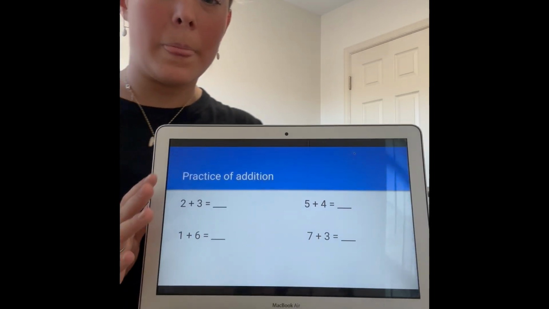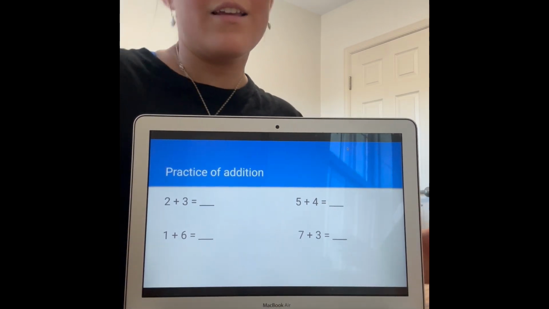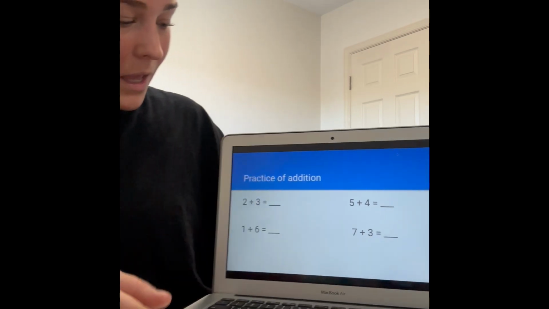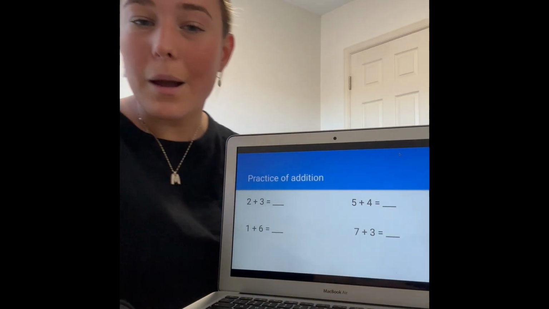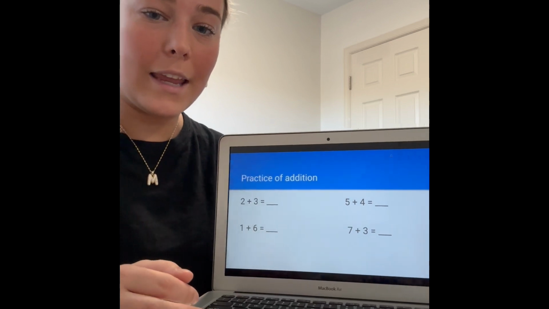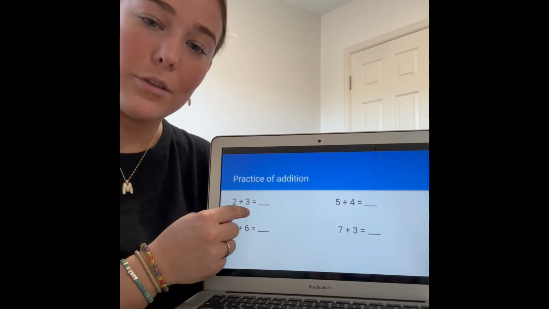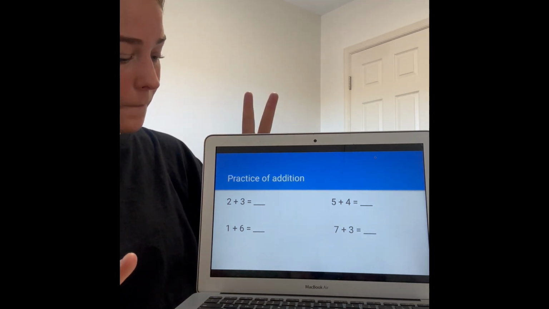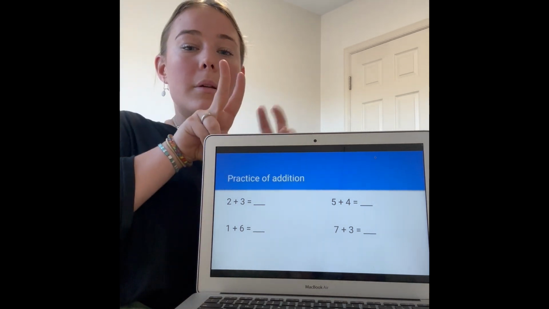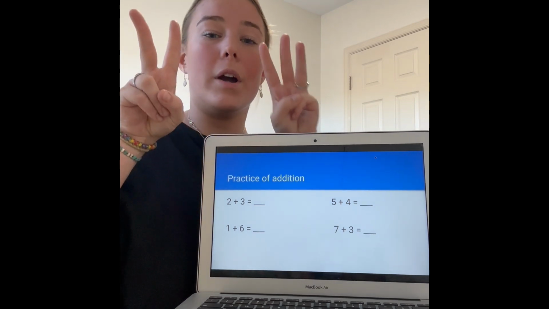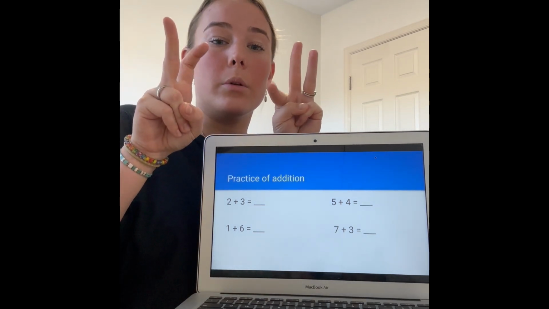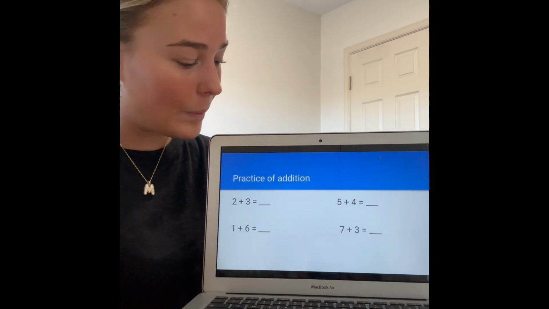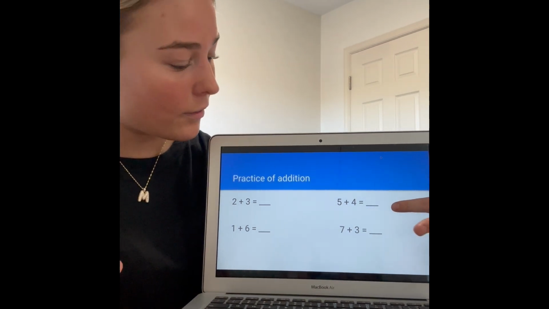We're going to have some interactive practice of addition. I'm going to have students come up and you guys can write on the interactive whiteboard. Someone please come up and try to figure out 2 plus 3. And I will help you guys, okay? You can go ahead and count out 1, 2, 3, 4, 5. Great job. Somebody else come up and work on 5 plus 4 with the class.